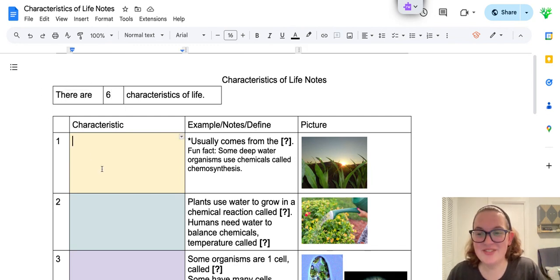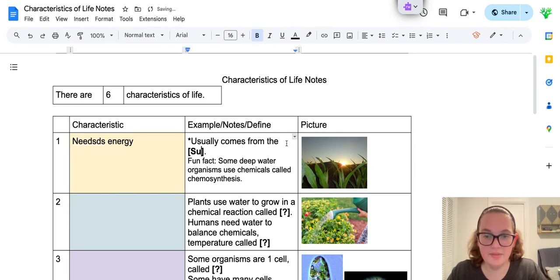Here we go. So the first characteristic, well, let's take a look at the example and the picture. It usually comes from the blank. And if we look right here, there's a big old sun. So this one needs energy. All right, and this usually comes from the sun.